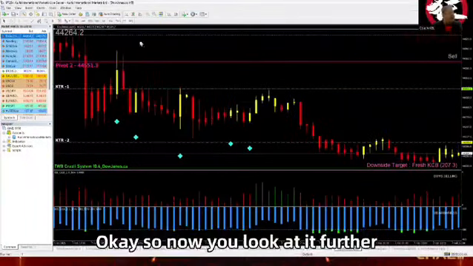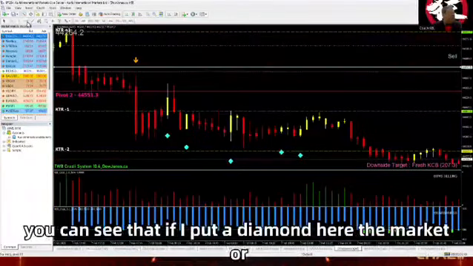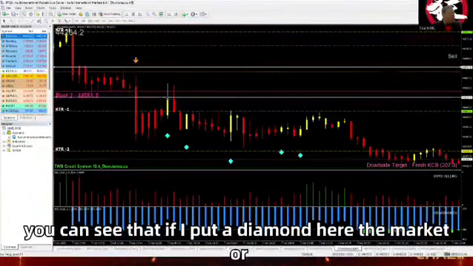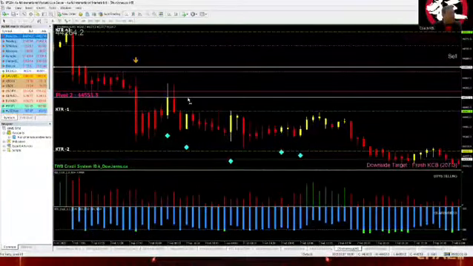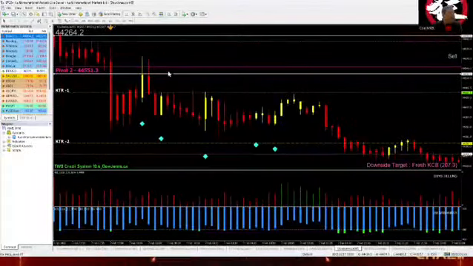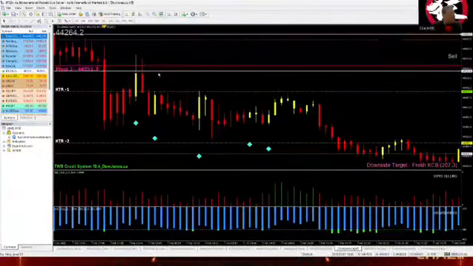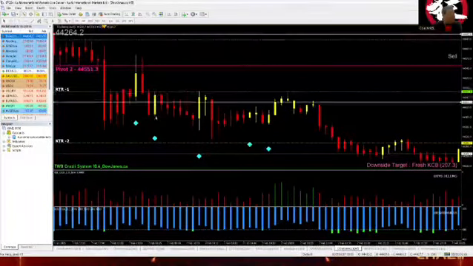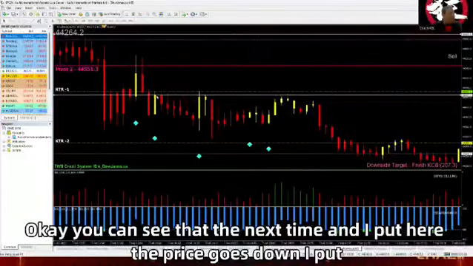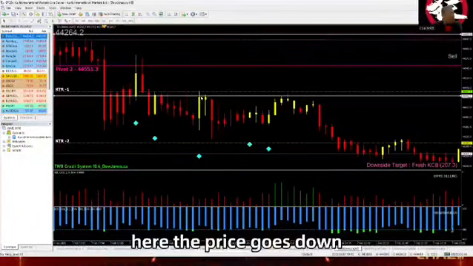Okay, so now if you look at it further on the intraday chart towards the end of the day, you can see that if I put a diamond here, the market will sell. I put a diamond here. Sorry, there's something wrong with my mouse here. Hold on. Okay, you can see that the next diamond, I put it here, the price goes down. I put it here, the price goes down.